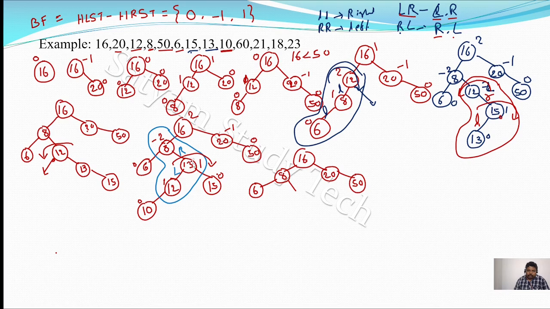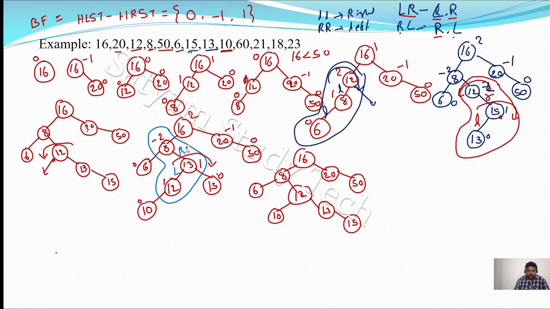Whenever you perform the right rotation, in this case 12 becomes the parent here, and the left of 12 is 10. Okay, the right of 12 is 13, right? Here 13 and 15. You can see this is the case.